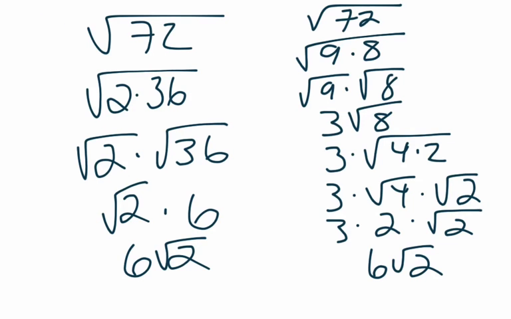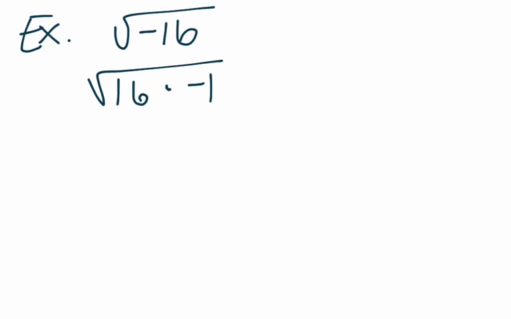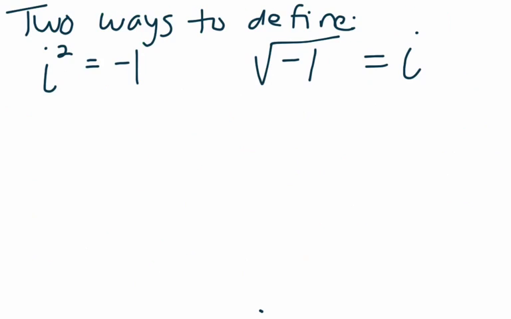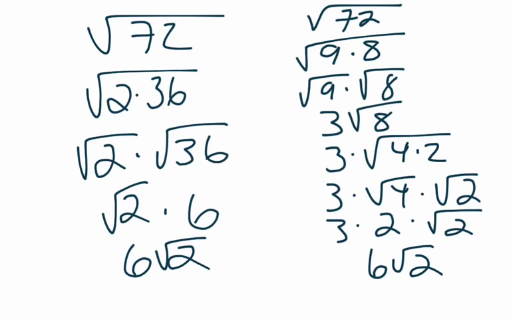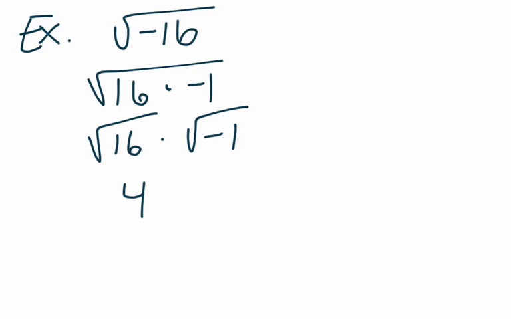Just like we were doing over here, you take your number and you factor it out. The way I'm going to factor that out is I'm going to split it into 16 and negative 1. Now I'm going to take the square root of 16 and the square root of negative 1. The square root of 16 is 4. Just remember it's 4, not the square root of 4. Square root is gone. It's 4. And we have recently learned that the square root of -1 is i. And so the square root of -16 is 4i.